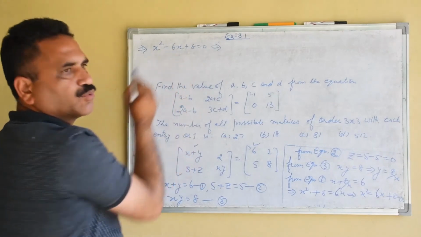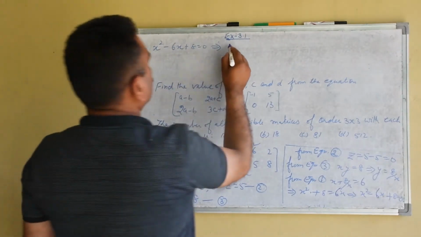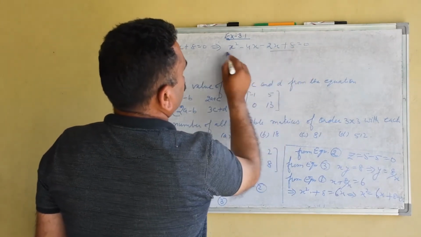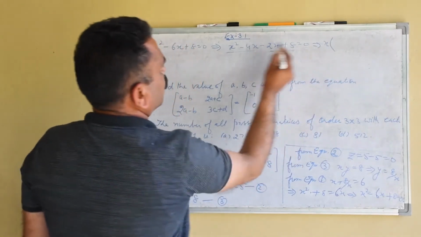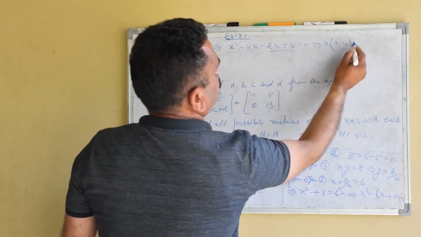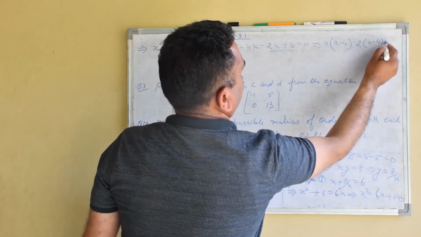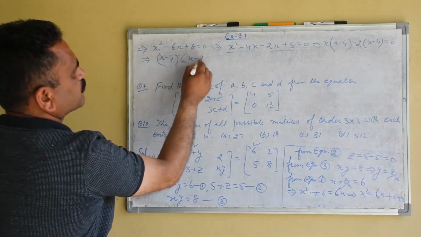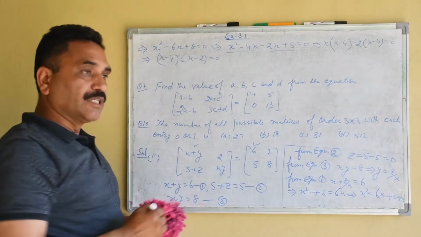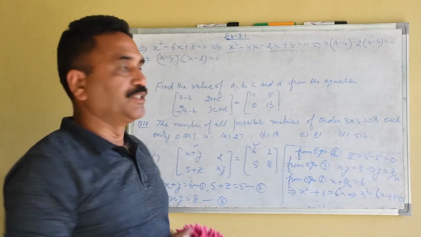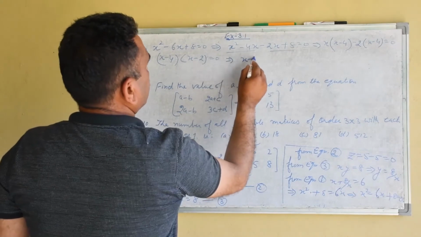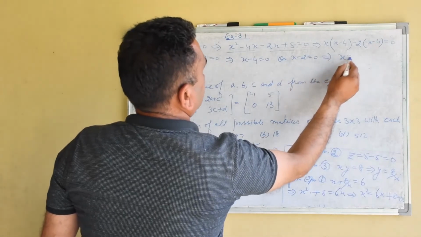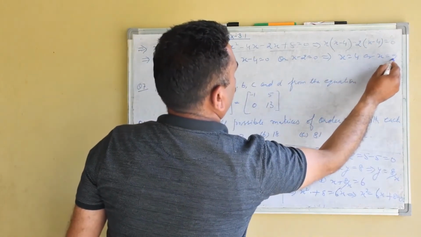We can split in two parts whose sum is minus 6 and product is 8. So that is x square minus 4x minus 2x plus 8 is equal to 0. So this implies we can take x as common from here, x minus 4, and from here minus 2 common, x minus 4 is equal to 0. So now x minus 4 is the common factor, so inside is left x minus 2. When product of two terms is equal to 0, then one of them must be 0. So this implies either x minus 4 is equal to 0 or x minus 2 is equal to 0. This implies x is equal to 4 or x is equal to 2.